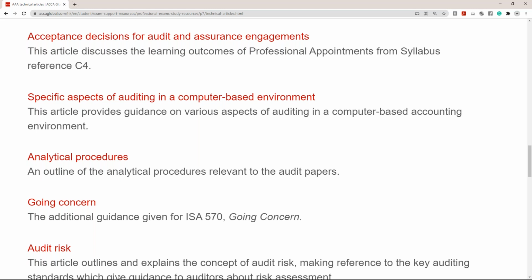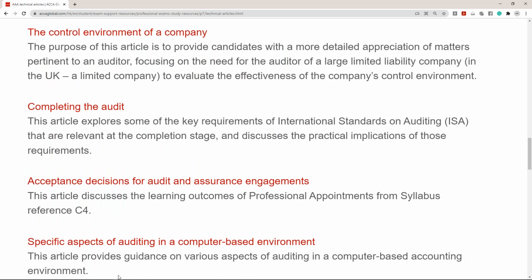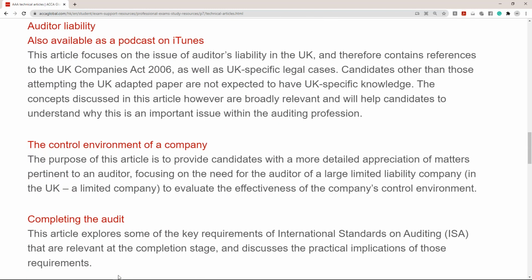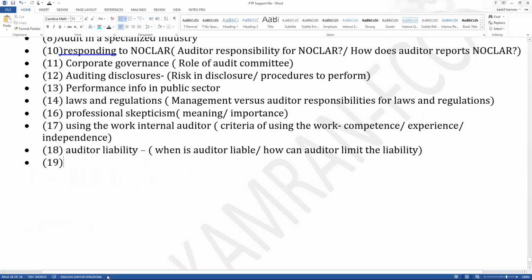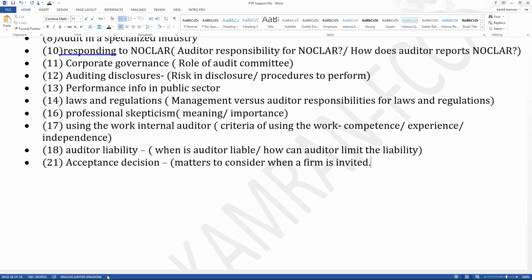So I'm considering this article in my list. So how many articles have I skipped after auditor liability? One, two, and we're coming to third. So we skipped the article 19, we skipped the article 20, we're coming to the article 21, which is on acceptance decision. Acceptance decision, you should read it. And from this article, you should know the matters to consider when a firm is invited. Wonderful article.